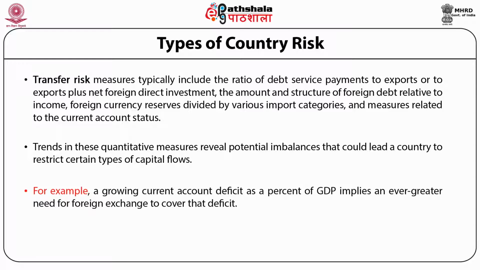For example, a growing current account deficit as a percent of GDP implies an ever greater need for foreign exchange to cover that deficit. The risk of a transfer problem increases if no offsetting changes develop in the capital account.